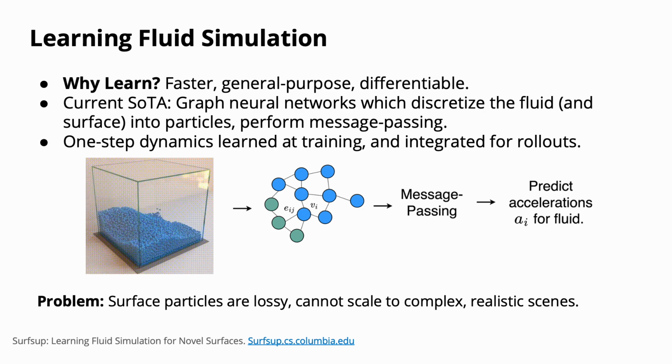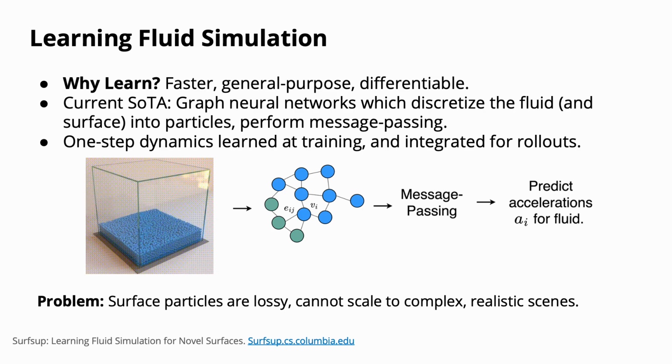The current state of the art for learning-based simulation are graph neural networks, which represent the fluid as a system of particles and track the positions of those particles over time. The particles are encoded into a graph, and then message passing is performed, which learns interactions, and then the one-step accelerations for each fluid particle are predicted at training time. Then, to roll out at test time, the accelerations are used to obtain updated positions, and this proceeds iteratively.